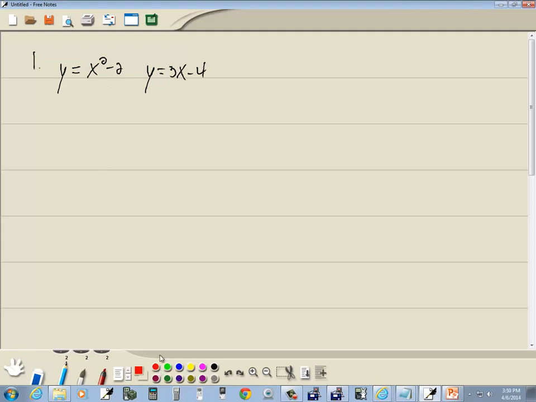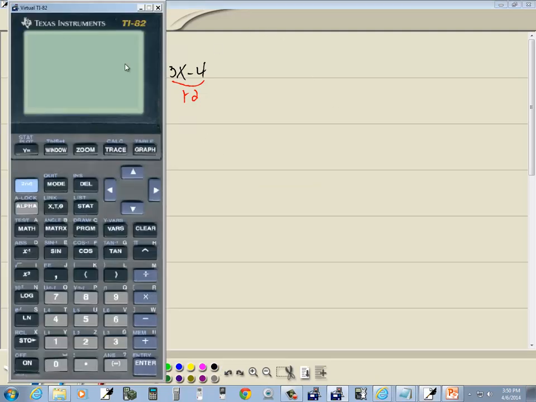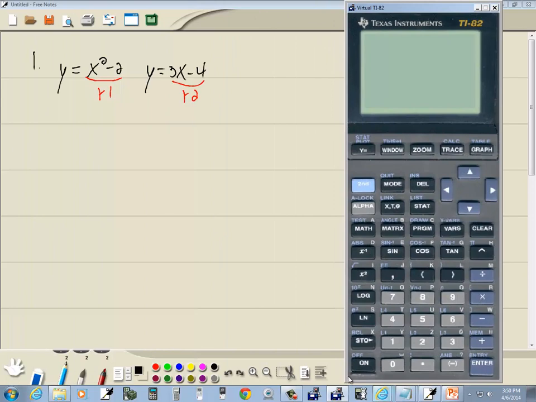Since we have both of these as y by themselves, we'll put x squared minus 2 on y1, and we'll put 3x minus 4 on y2. So let's go ahead and do that. I'm going to press Y equals, press clear on y1, down arrow to y2, and press clear. Then I'll up arrow again to y1. I want to put in x squared minus 2, so I do my x key, x squared minus 2, and then enter, and then 3x minus 4 on y2. Now we're going to do a second trace, and we want to choose intersect, number 5.